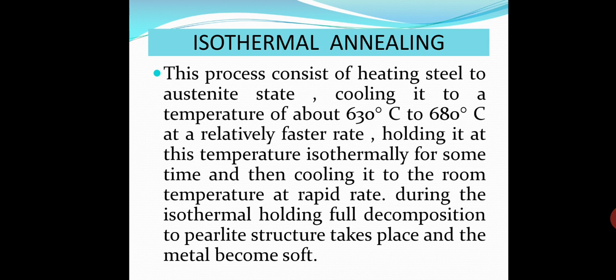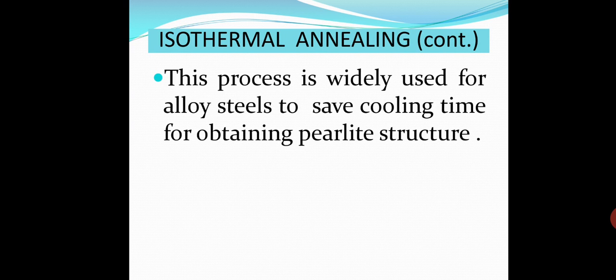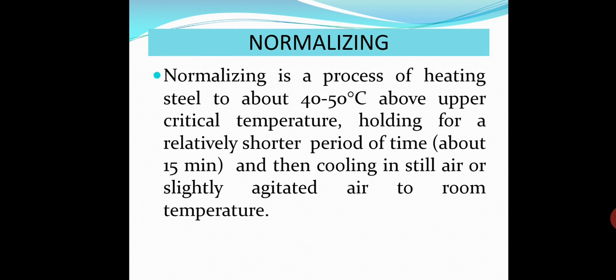During the isothermal holding, full decomposition to pearlite structure takes place and the metal becomes soft. This process is widely used for alloy steels to save cooling time for obtaining pearlite structure. So this pearlite structure is soft. Next is normalizing. Normalizing is another heat treatment process. We will discuss normalizing in detail in the next video.